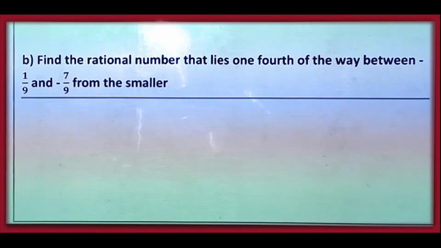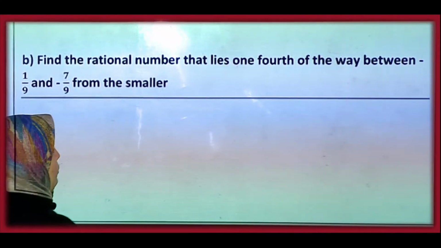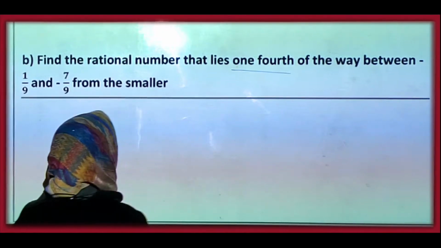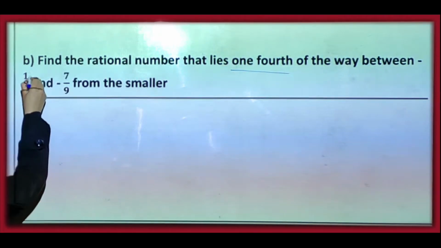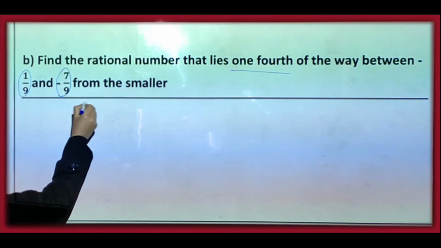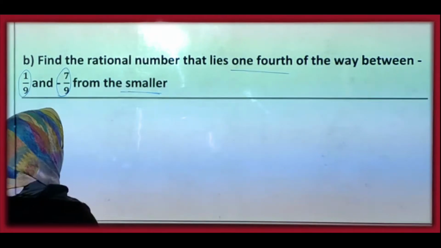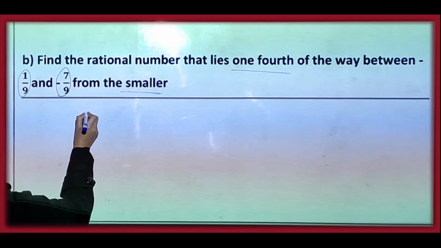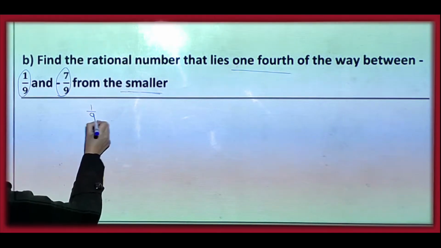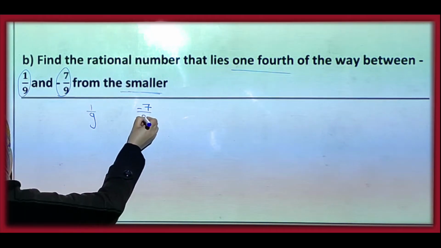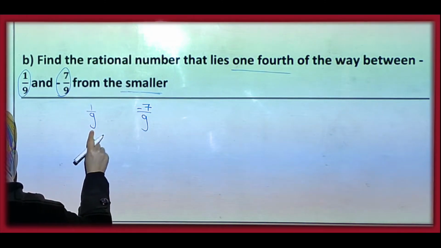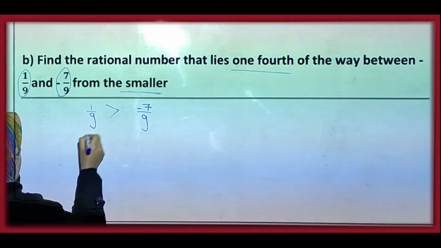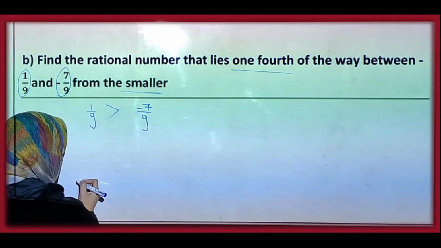Letter B, find the rational number that lies 1/4 of the way between 1 over 9 and negative 7 over 9 from the smaller. From the smaller, at first, we compare between the two numbers 1 over 9 and negative 7 over 9. We have common denominators, then 1 over 9 is more than negative 7 over 9.